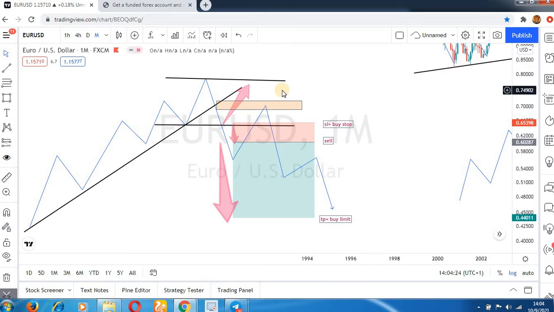You understand? So this is the logic behind placing your trades around the order block. This becomes the OTE, or the optimal trade entry zone. So I hope this is understood.